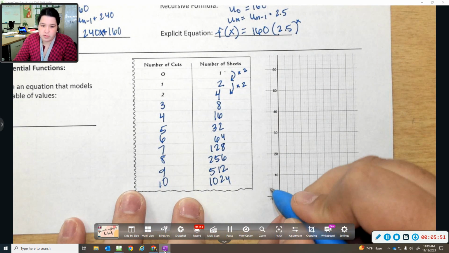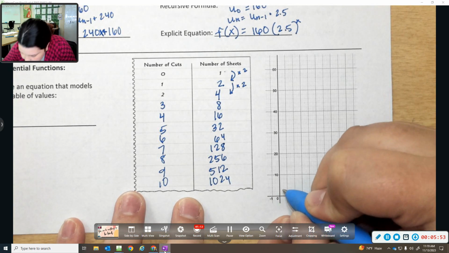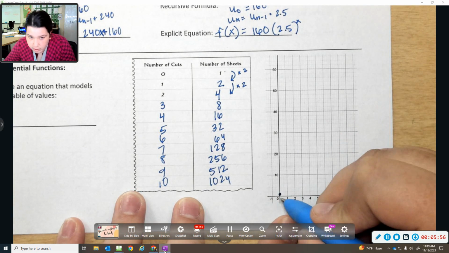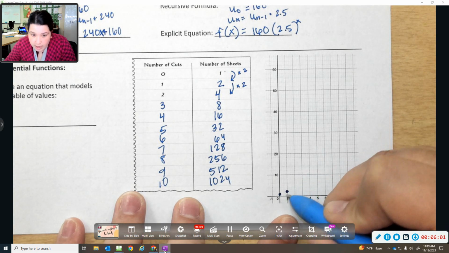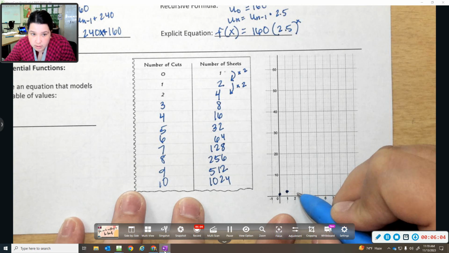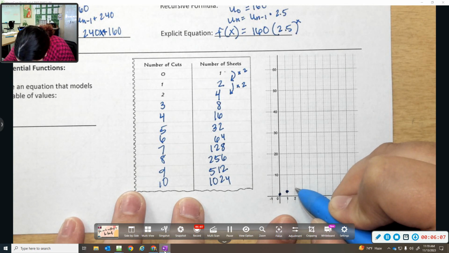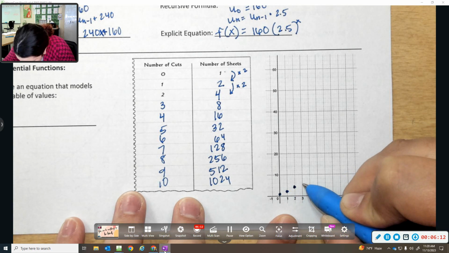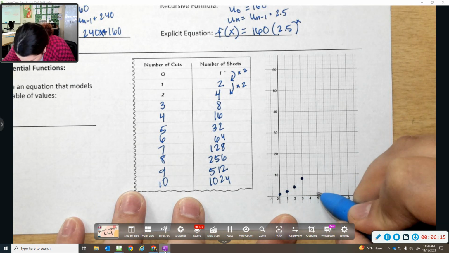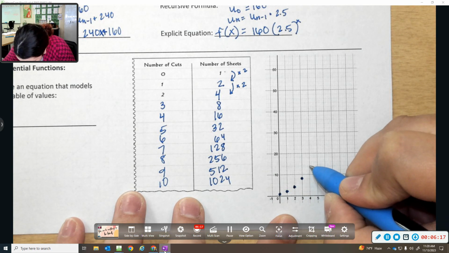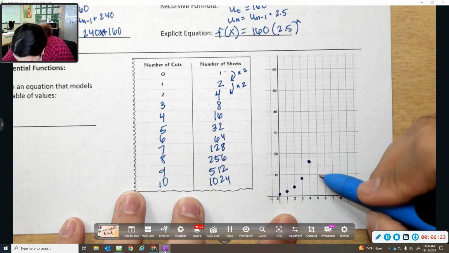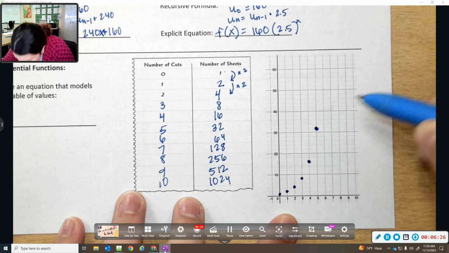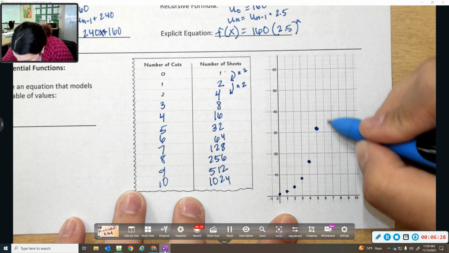Okay, and we can also graph that. So 0, 1, and I think these are going by 2. So 0, 1, and then 1, 2. Then we have 2, 4, 3, 8, 4, 16, 5, 32, 6, 64.